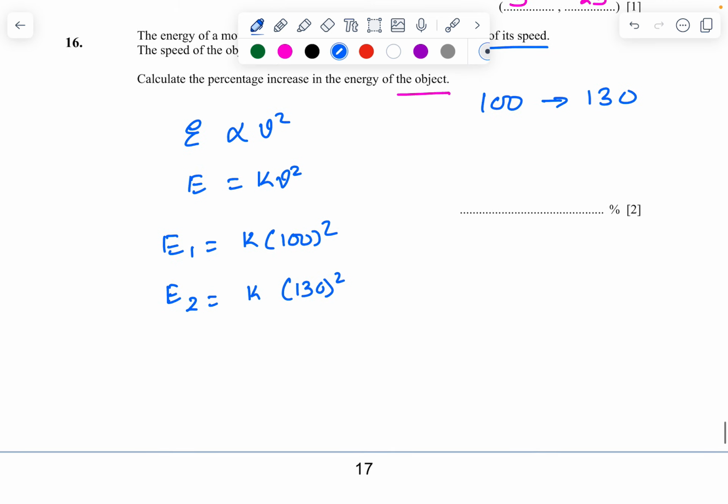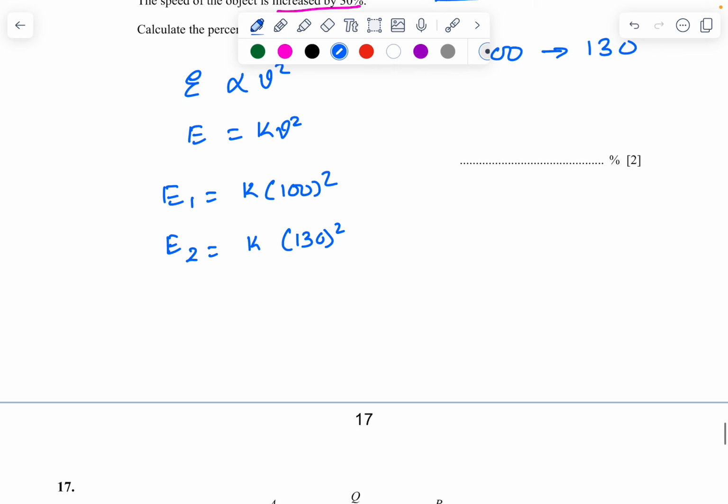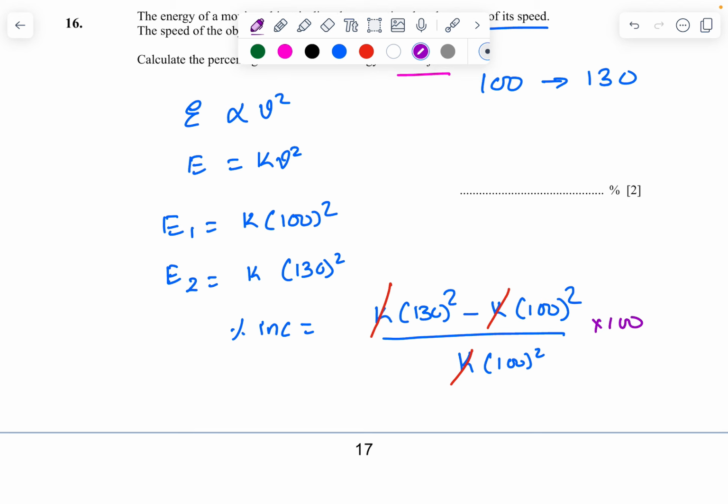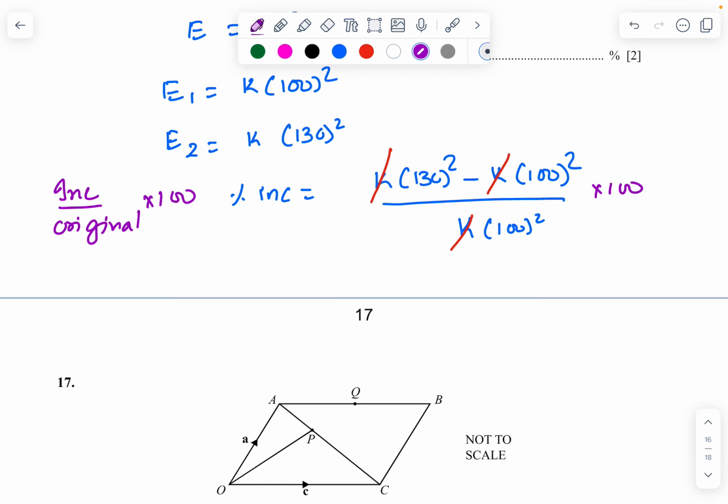Now what is the percentage increase in the energy? So what am I going to do? Percentage increase is going to be k times 130 whole square minus k times 100 whole square, divided by the original one, k times 100 whole square. We can see that k cancels, times 100. So I use the formula increase by original value times 100. That is the formula I have used. So it is 130 square minus 100 square divided by 100 square.